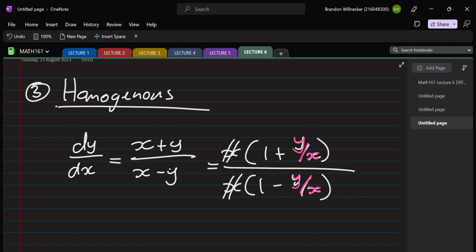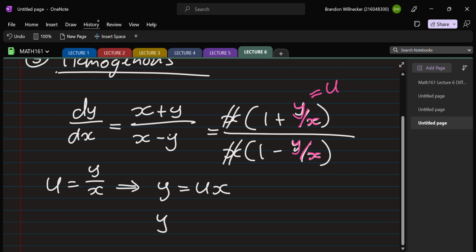So we set this y over x to be u. Okay, so u is equal to y over x. We can rearrange this a bit, so y is equal to u times x. Can take the derivative, so y prime will be u prime x plus x plus u. So when you use the product rule, we differentiate the first one, we get u prime, leave the second x, plus we leave the first one, differentiate the second.